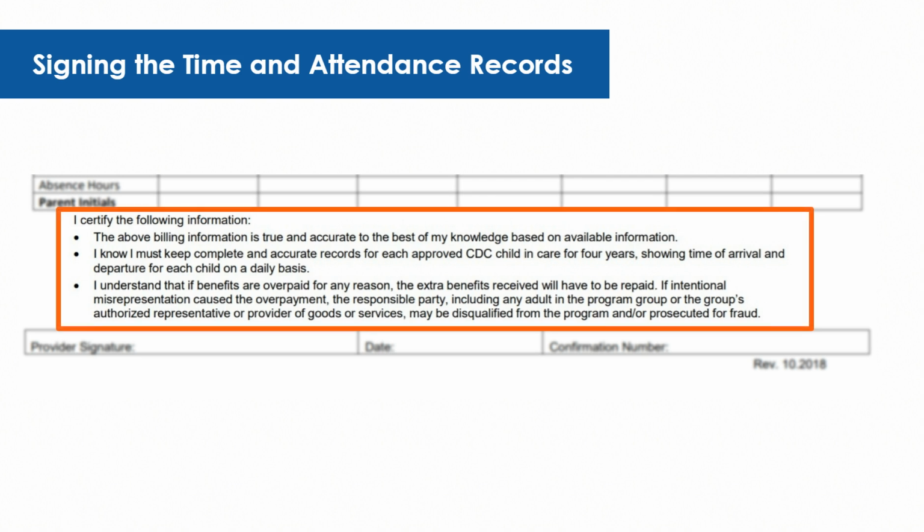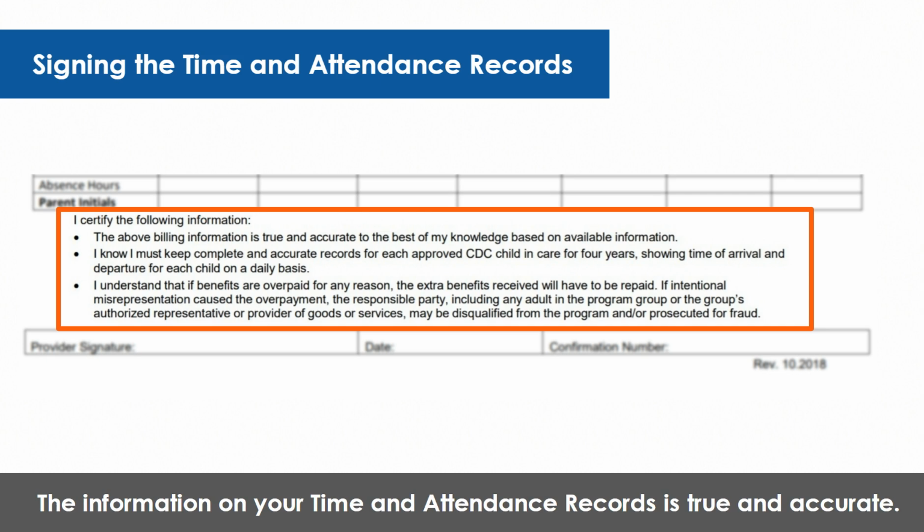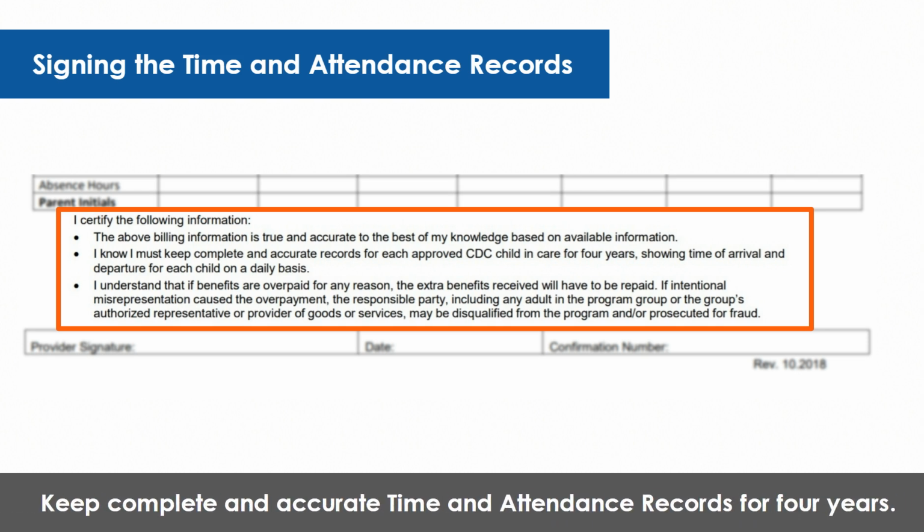There is important information on the time and attendance records you need to be aware of before you sign. When you sign your time and attendance records, you are certifying that the information on your time and attendance records is true and accurate to the best of your knowledge. You understand you must keep complete and accurate time and attendance records for 4 years for each child in your care. This means you have records showing the arrival, begin, and departure, end times for each child daily.